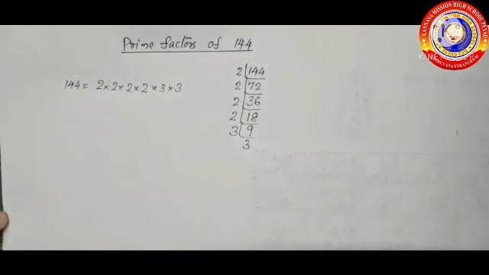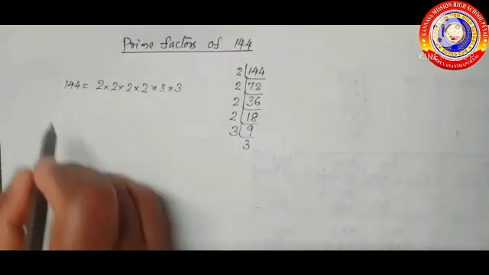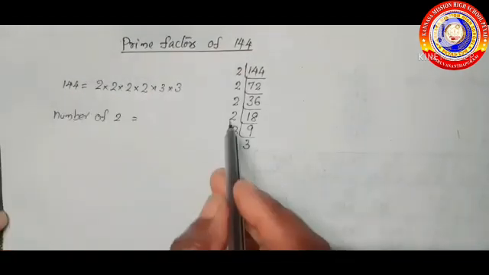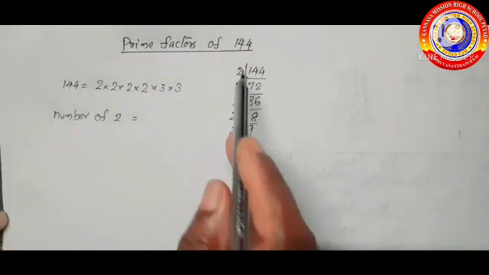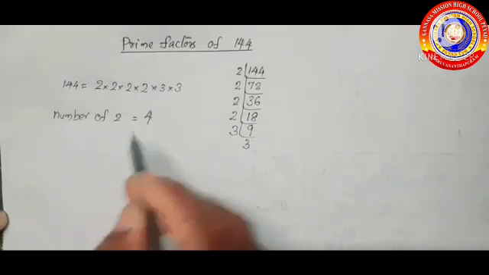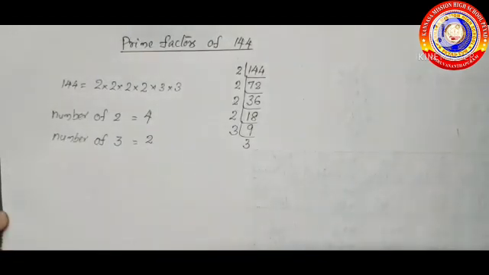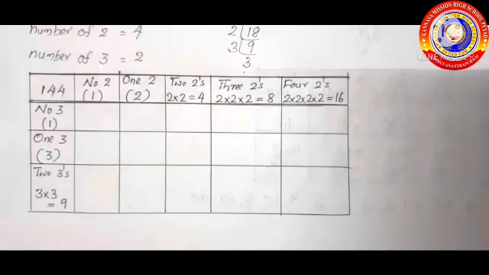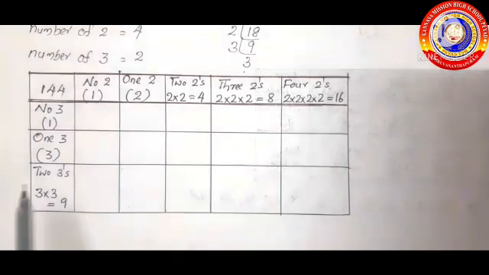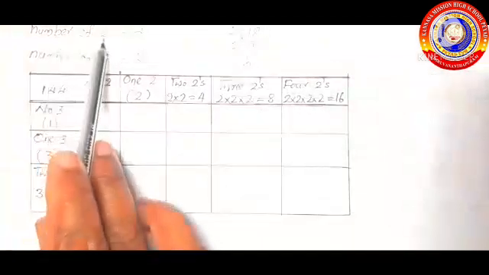Here, how many 2's are there? Yes, there are 4 2's. How many 3's are there? Yes, there are 2 3's. Then we find the factors by the column method. There are 4 2's and 2 3's.